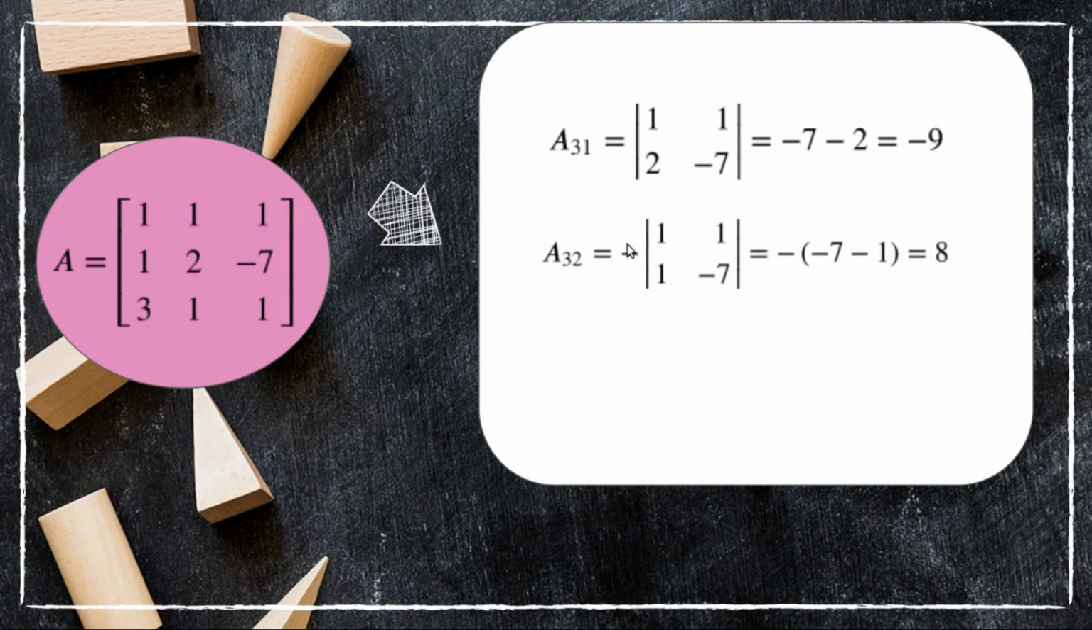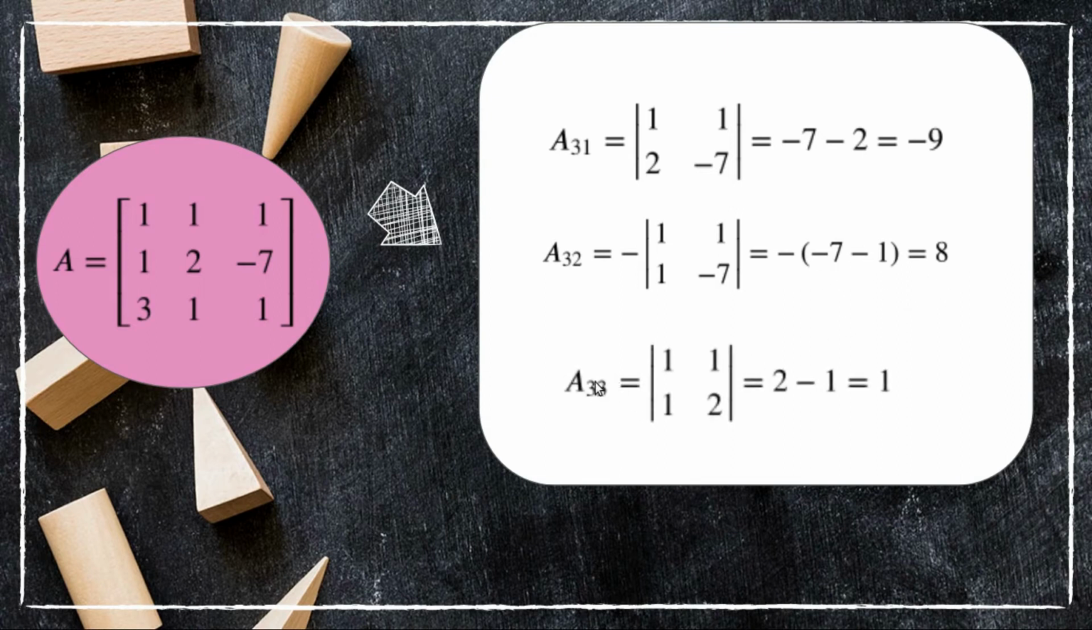A32: (-1) raised to 5 is -1, so write a minus sign. Eliminate third row, second column. Determinant 1, 1, 1, -7. 1 into -7 is -7, minus 1 into 1 is 1. -7 minus 1 is -8. Minus of -8 is 8.